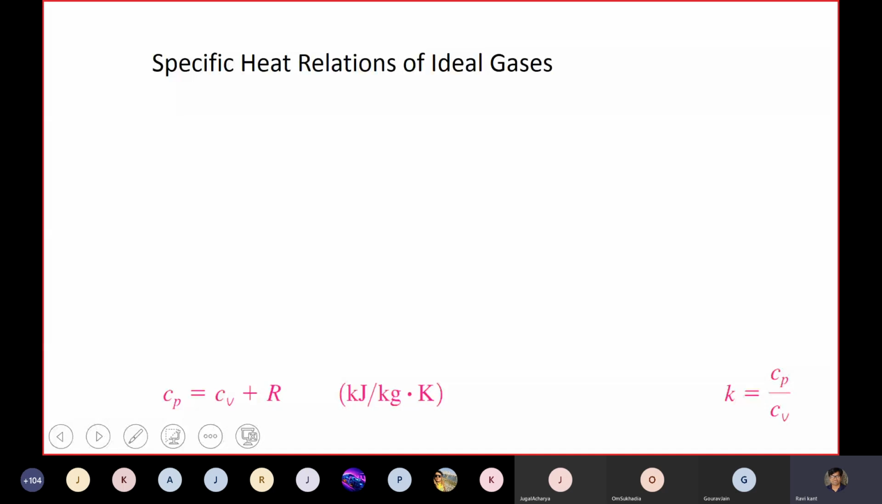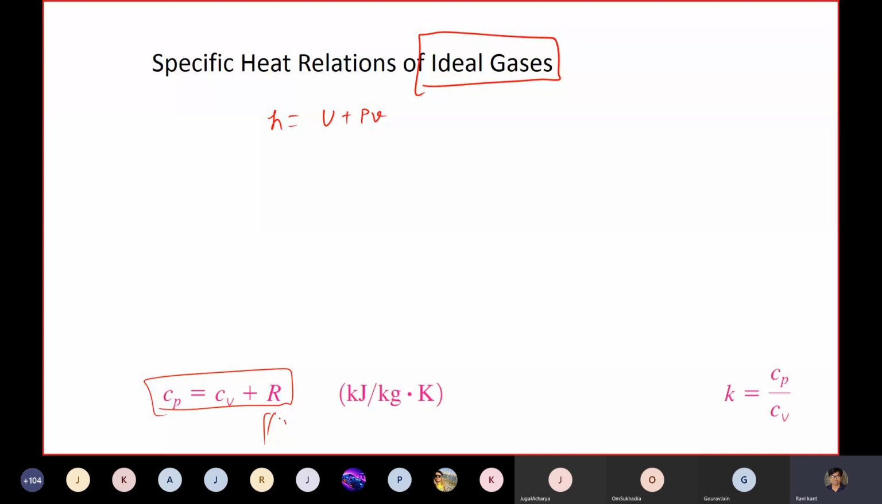Okay, I have already told you that there is a relation between Cp and Cv. So where does this come from? It is easy to deduce. We have H is equal to U plus PV, and since I'm talking about ideal gases, this is only valid for ideal gases, not for real gases. So for ideal gases, I can write PV as RT.